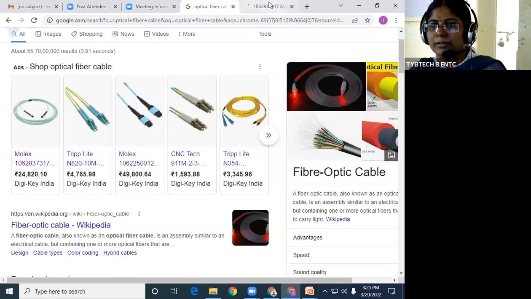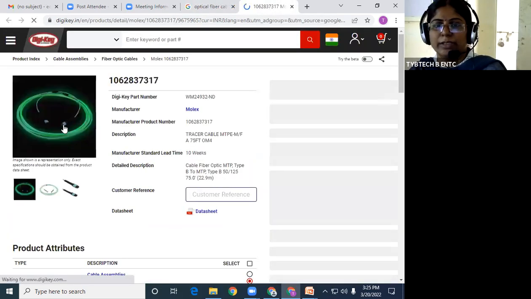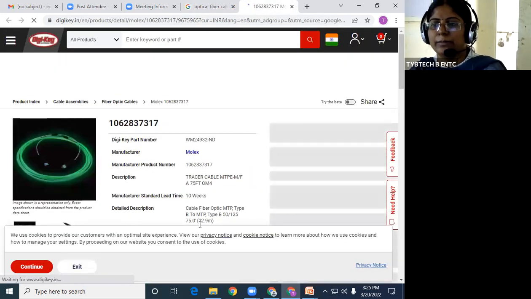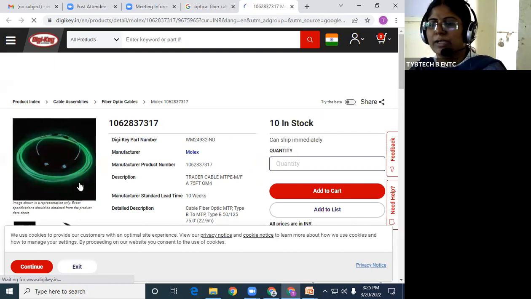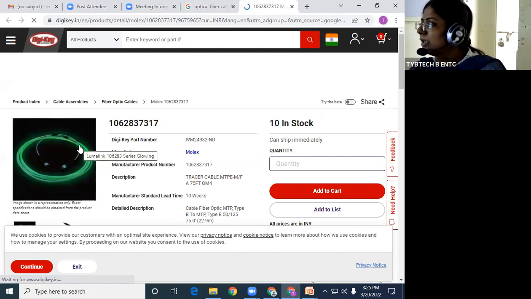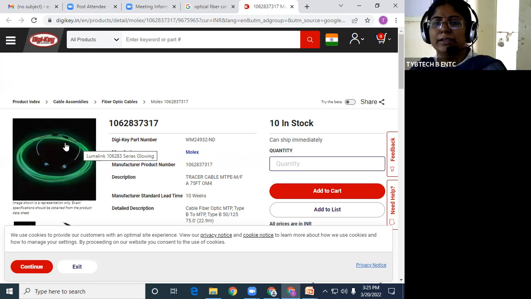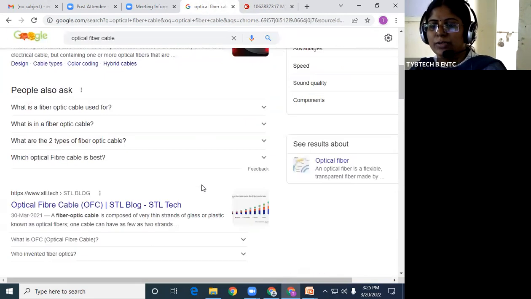Okay, so here this is one optical fiber cable. Now if you look at this cable visually, it looks like our regular cable, but internally the optical fiber is used.